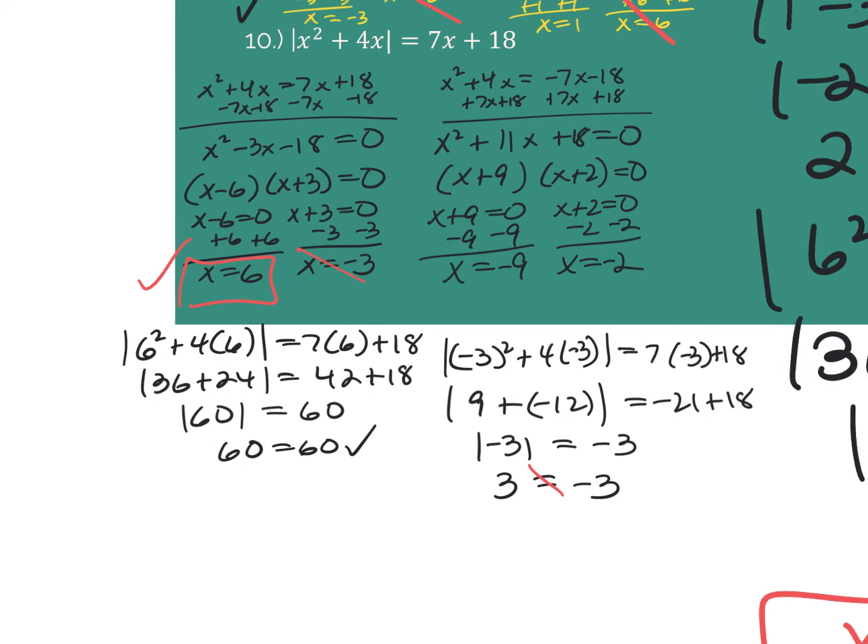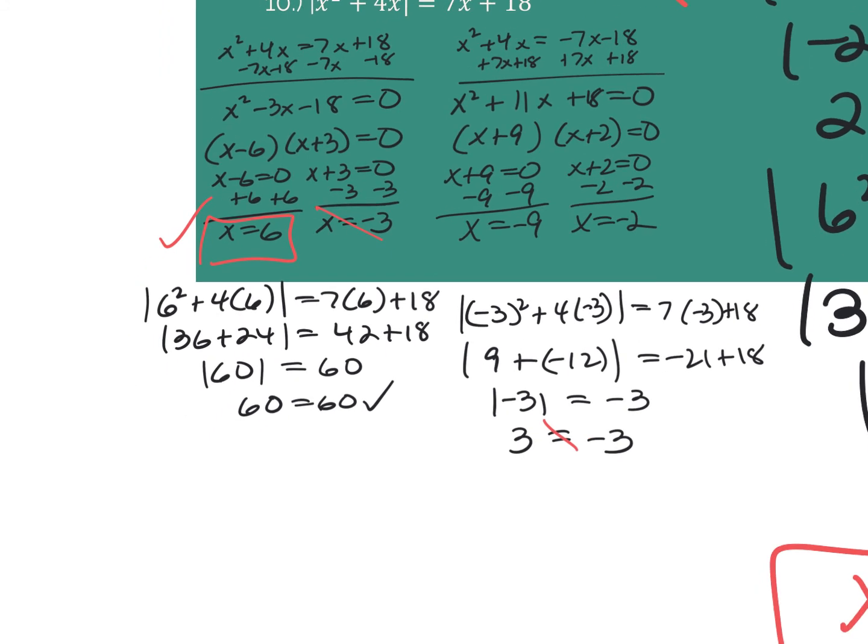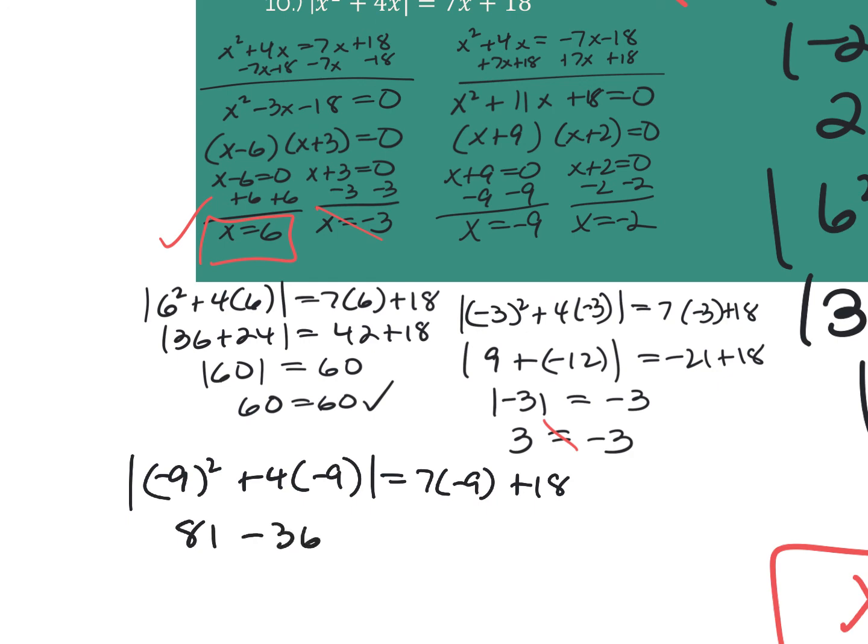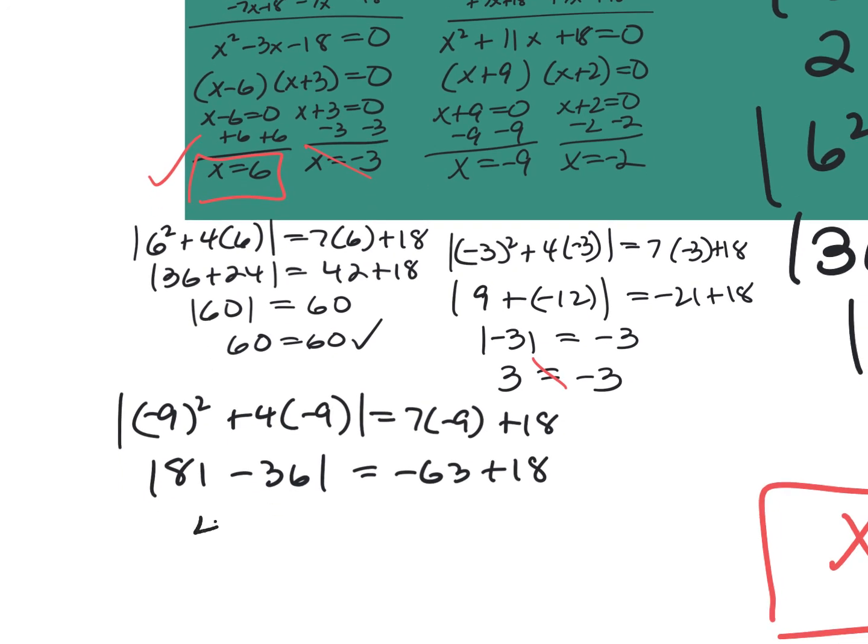Let's check the negative 9. Negative 9 squared plus 4 times negative 9 in absolute value bars. 7 times negative 9 plus 18. 81 minus 36. 63. 18. 45. Negative 45. 45 is not equal to negative 45, so that answer is out.